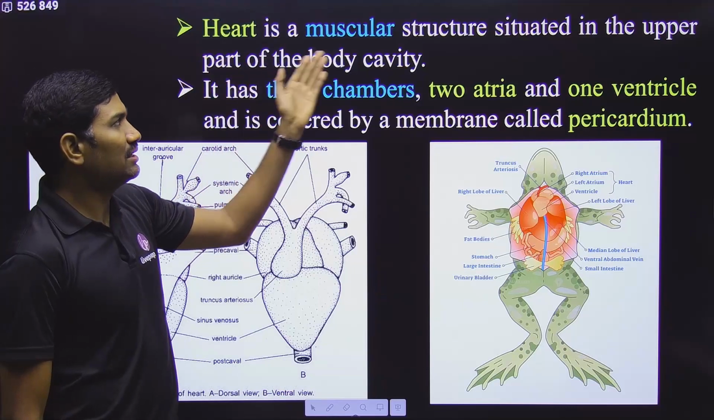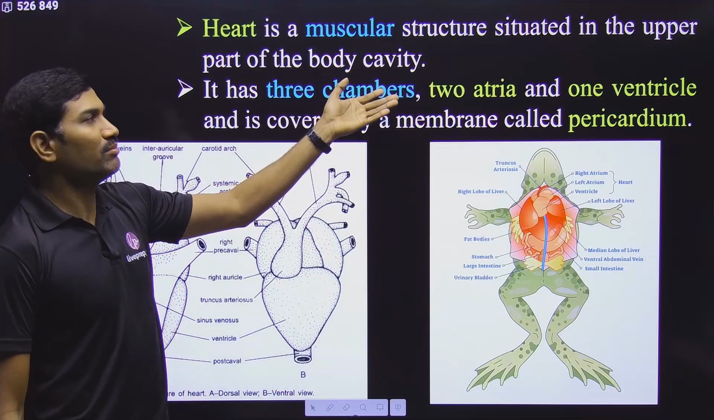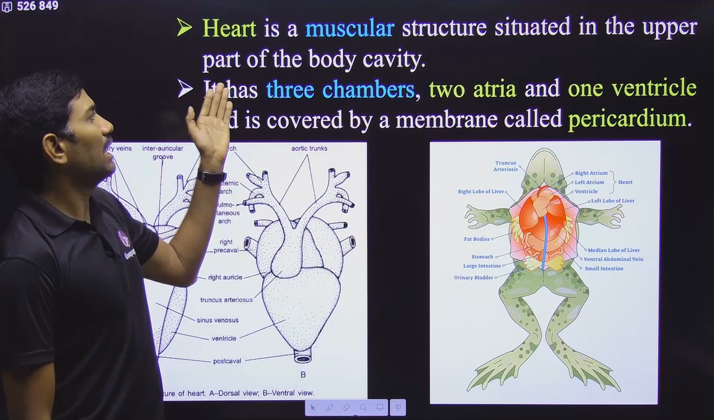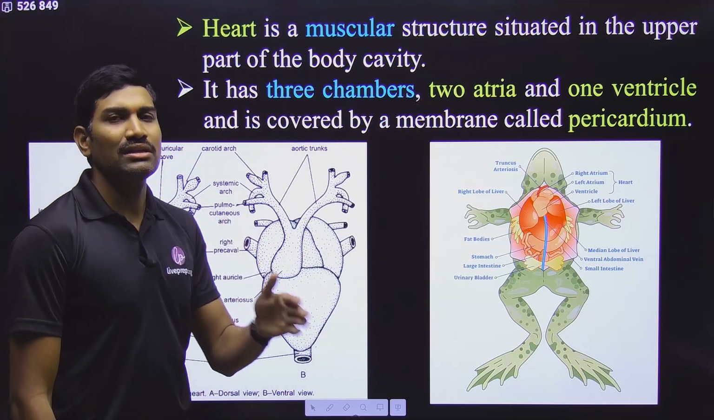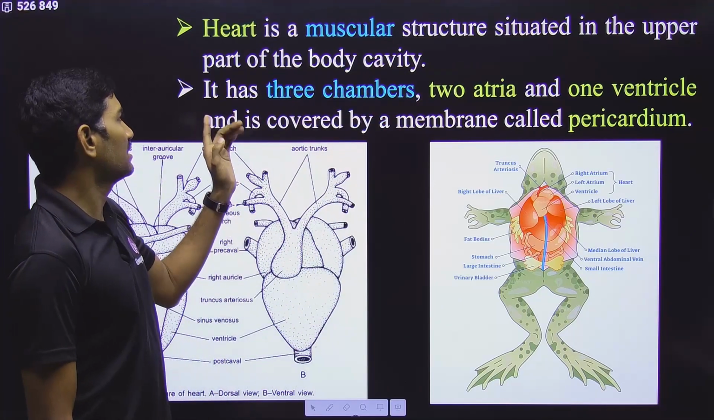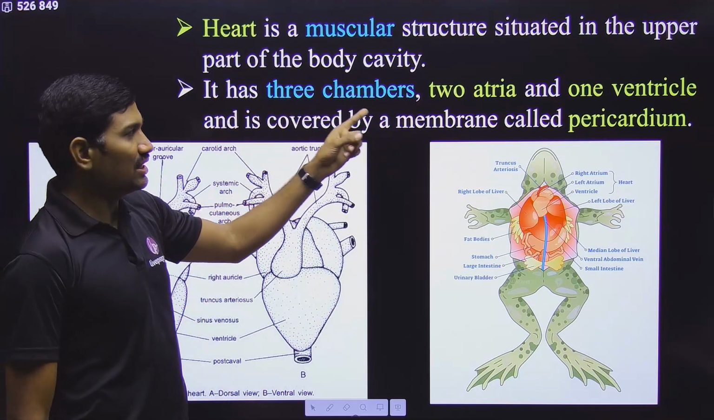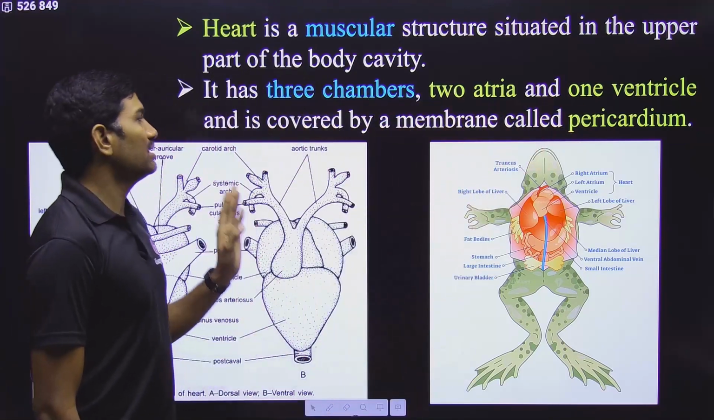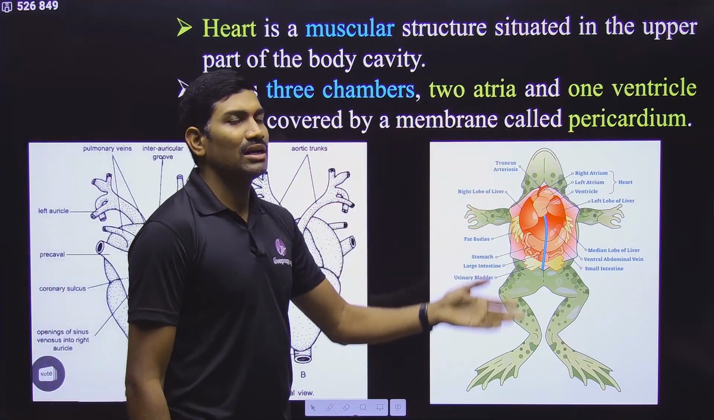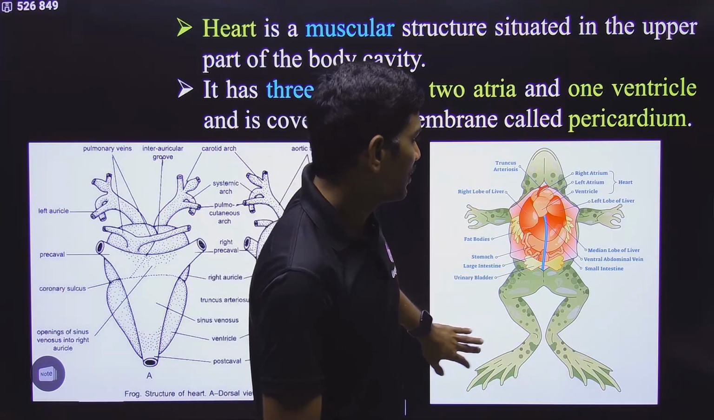Next one, the heart is a muscular structure. It is made up of muscles and it is situated in the upper part of the body cavity. So in the thoracic region only it is present, and it has three chambers. Out of the three, two are atria and one is the ventricle, and it is covered with a membrane called the pericardium. Already we studied all these points, right?